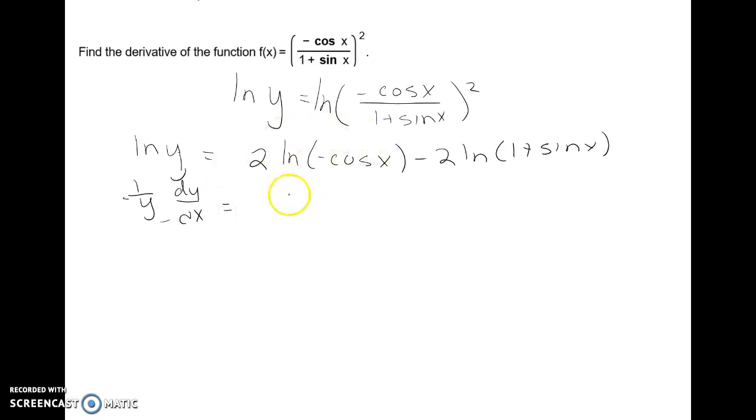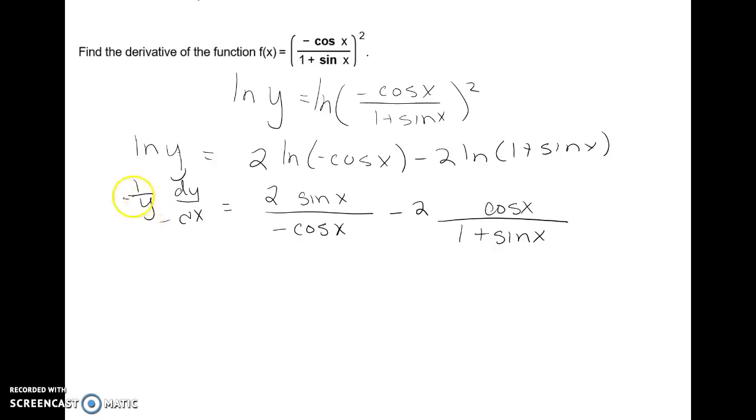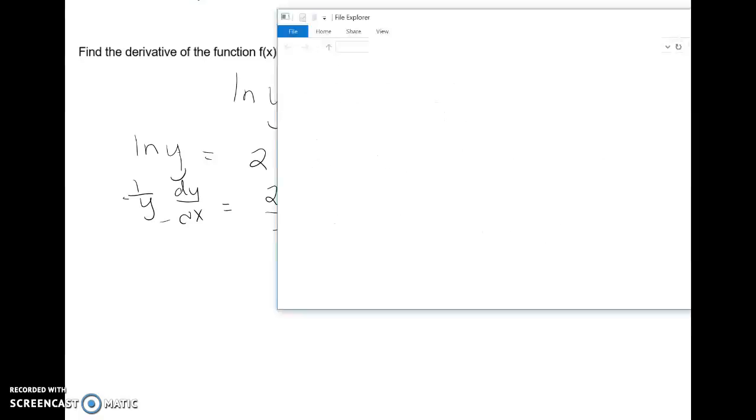So on this side, so we'd have 2, and then derivative of natural log is 1 over x, so we'd get 1 over negative cosine of x. And then we'd need to multiply by the derivative of negative cosine of x, which, as we've talked about, is just positive sine of x, because the negatives would cancel out. So we'd have sine of x. And then minus 2, we'd have 1 over 1 plus sine of x. But then times the derivative of this, which would be cosine of x. Okay. Then the last step, we would want to multiply both sides by y, so we'd get dy dx.